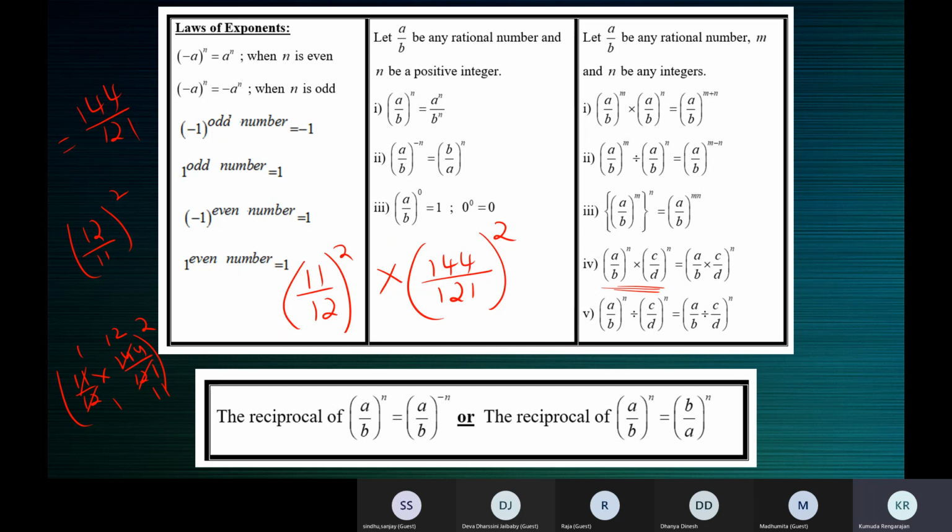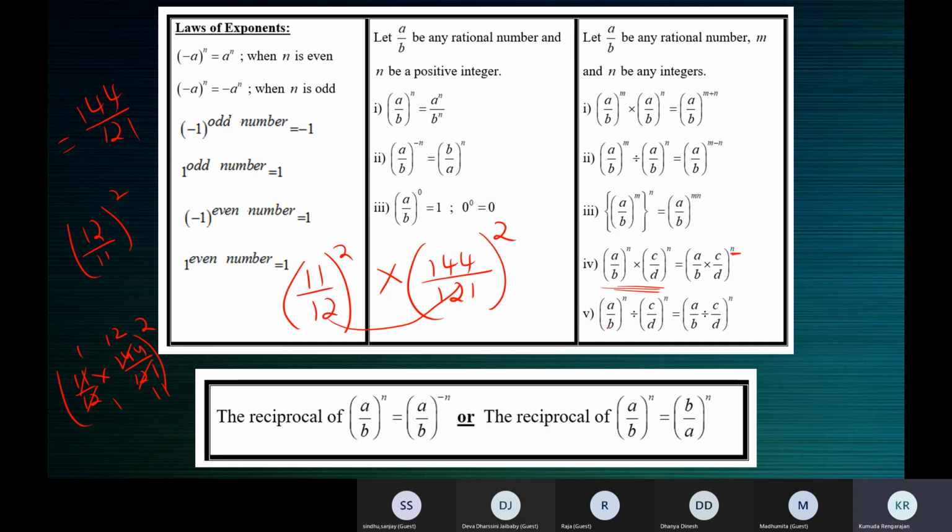So when bases are different but they're raised to the same power, A by B, C by D, raised to the same power n, it's multiplication. So multiply the bases, A by B into C by D, and raise it to that same power n.